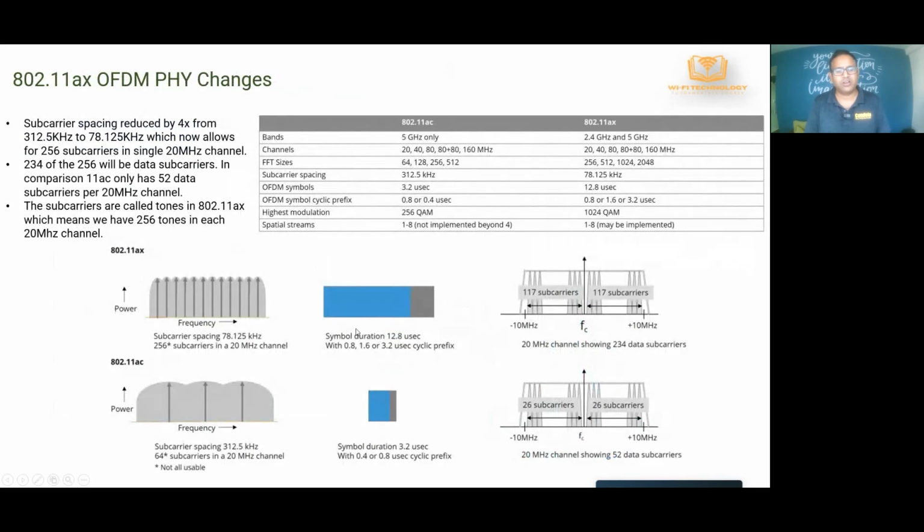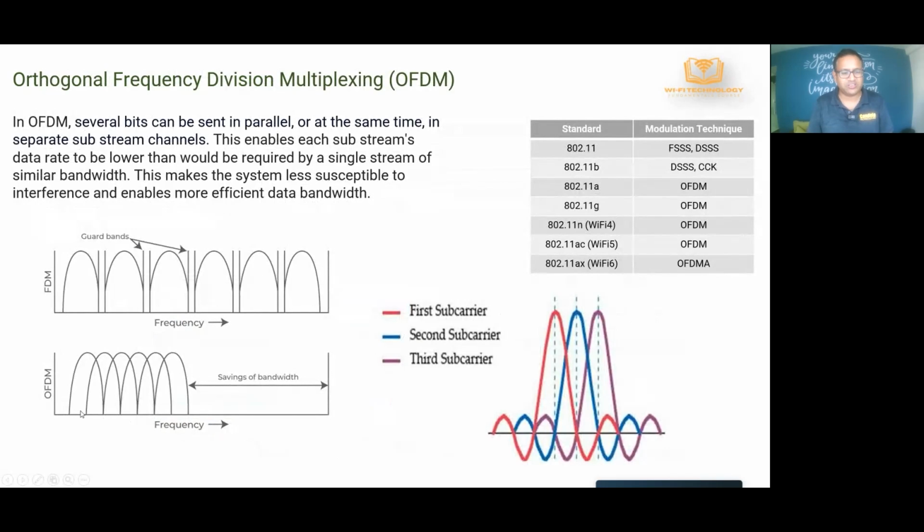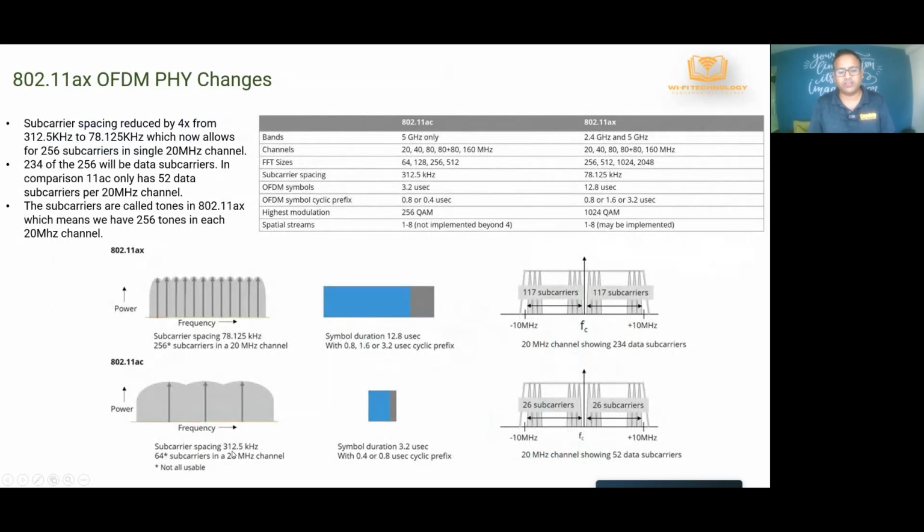So that is classic OFDM, but with 11AX, there have been some changes made in OFDM itself. The 11AC OFDM was using, if you take a 20 megahertz wide channel, 64 subcarriers, and the subcarrier spacing was about 312.5 kilohertz. So what is subcarrier spacing? That is the space between each subcarrier, this space here. That space was 312 kilohertz.